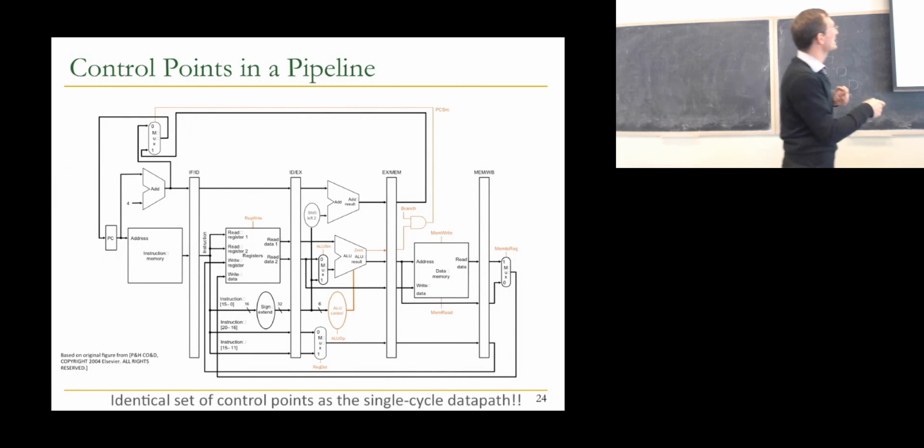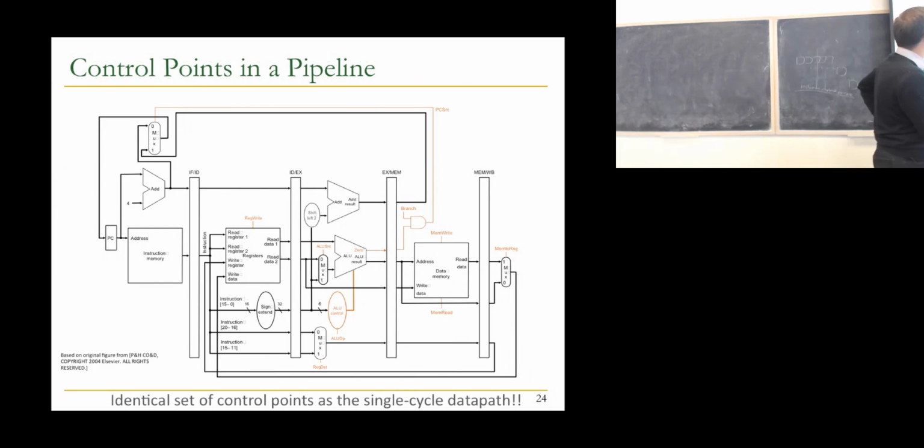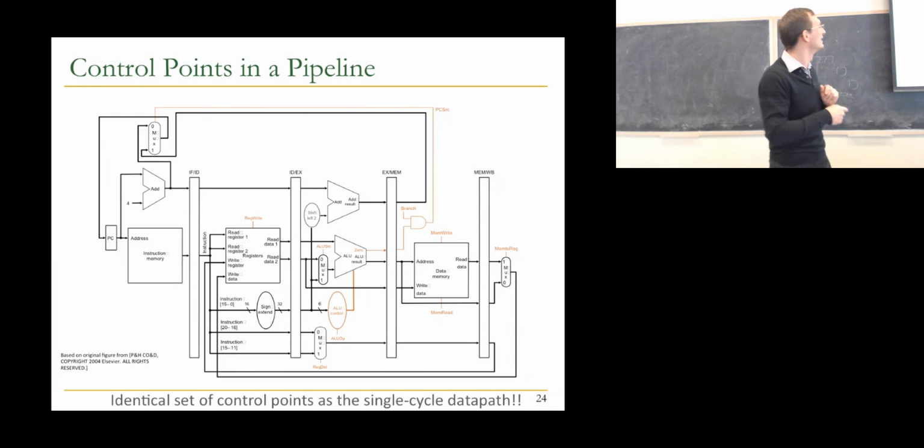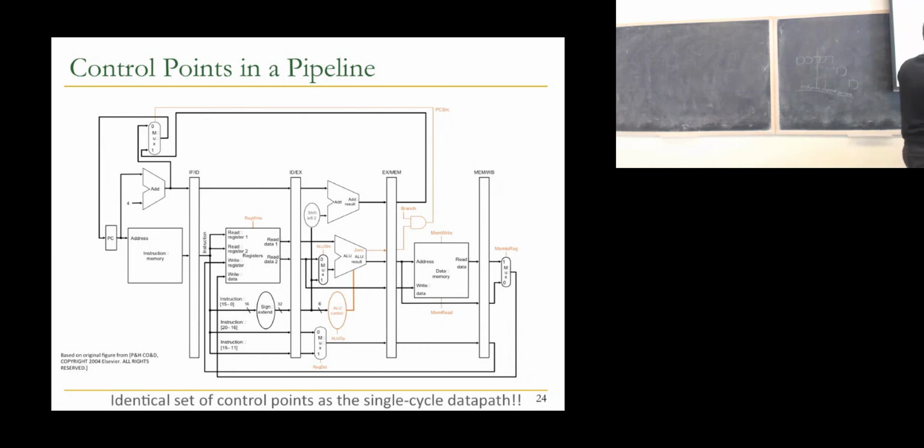Okay, control points in a pipeline. If you actually design the single cycle processor, single cycle data path, the control points are the same. They don't really change, at least for the data path elements. There are some other control points that we will discuss related to stalls that need to be added. But these control points are the same. Register write signal, ALU source signal, what should the ALU do, branch condition calculation, logic control signal, the PC source, MUX signals, they're all the same. Except they're utilized at different stages.